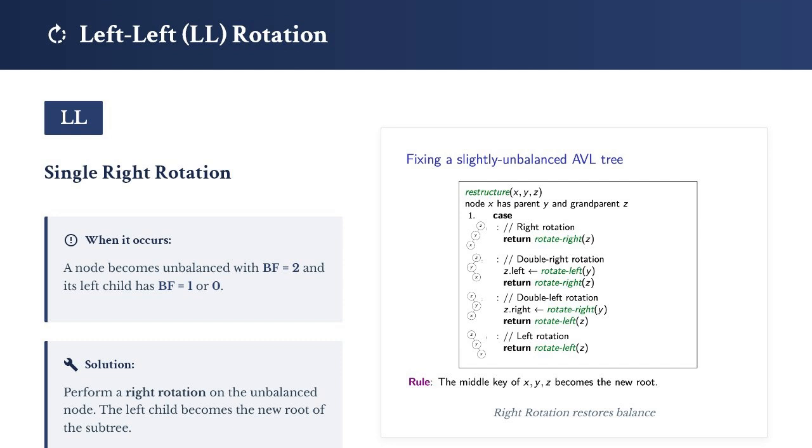This operation reduces the height of the left subtree and increases the height of the right subtree. It effectively shifts the weight from left to right and restores balance. After this rotation, all nodes have balance factors within the allowed range.